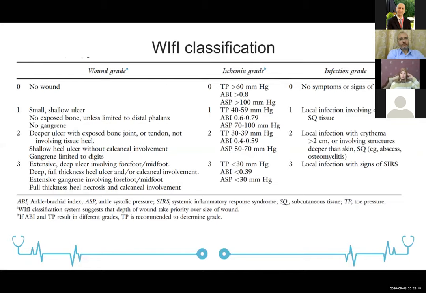From the ischemia, depending on the transcutaneous pressure, ankle brachial index, or ankle systolic pressure, we can stratify the degree of the ischemia. From the infection, we can see the presence of signs of infection, local signs, more than local, and the third one is the association with systemic inflammatory response syndrome, and this is the severe type of diabetic foot infection. If this is grade three, and if there is severe ischemia, there is a high risk for the patient, with high risk of amputation and morbidity, and also high risk of mortality.